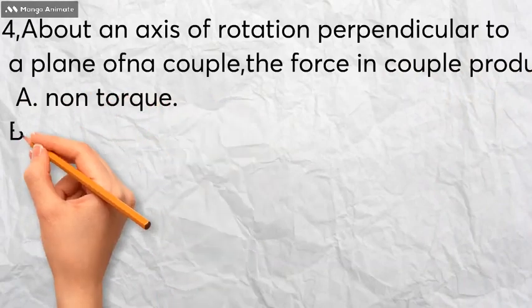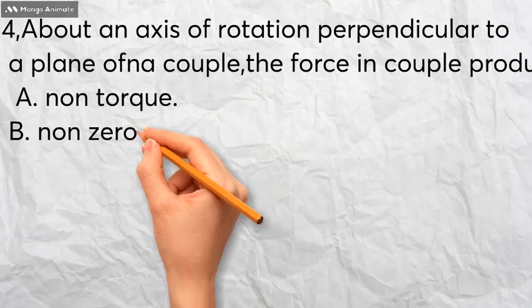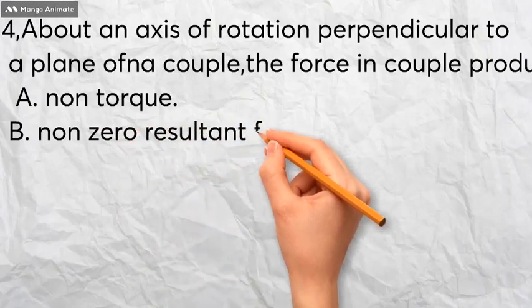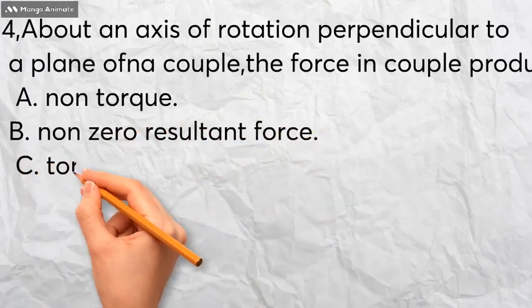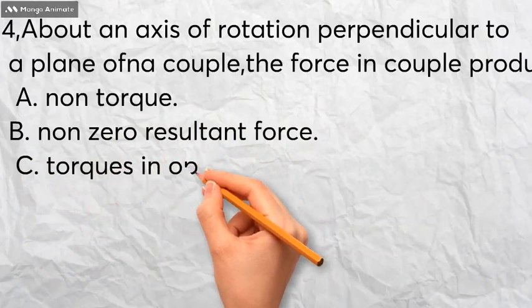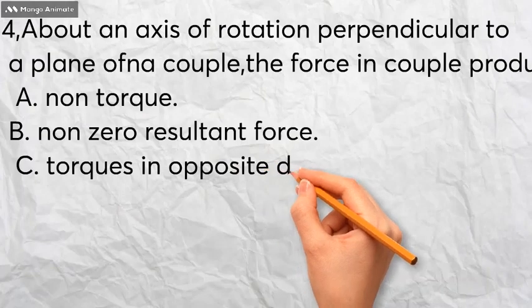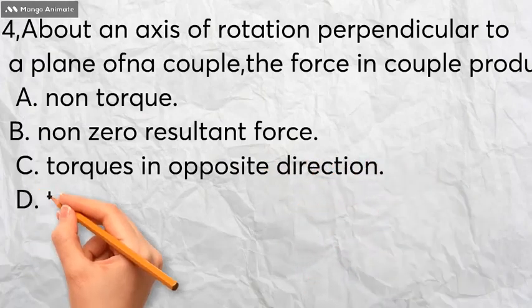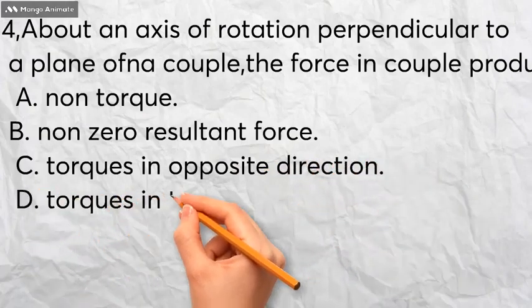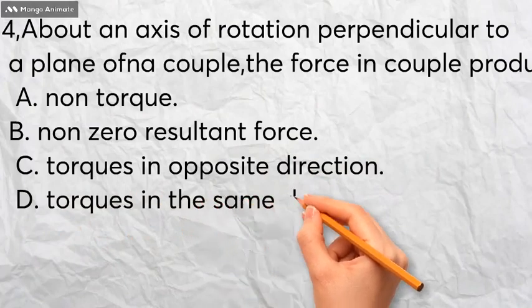Explanation: a couple consists of two equal and opposite forces whose lines of action do not coincide. These forces produce torques in opposite directions around the axis of rotation, but because they are offset, they do not cancel out. Instead, they create a net rotational effect, pure torque, without a net force.